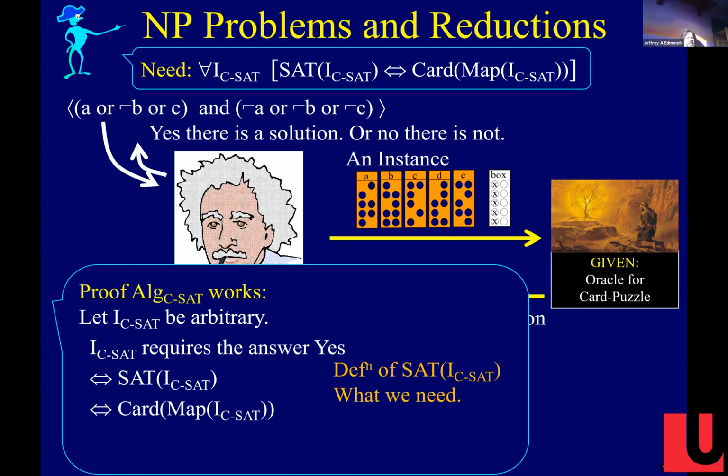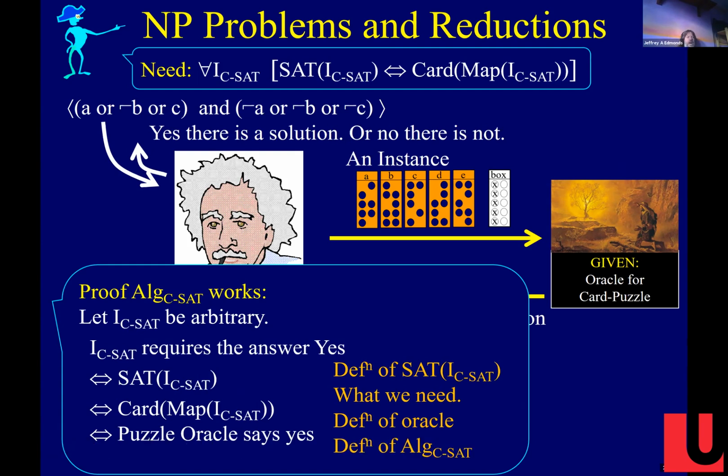And what do we need up here? We need that the clauses are satisfiable if and only if the cards are satisfiable. That's what we'll prove. And then what does the oracle do? The oracle will say yes if and only if the cards you give it are satisfiable. And what does our algorithm do? Our algorithm says yes if and only if the oracle says yes. Does that make sense?